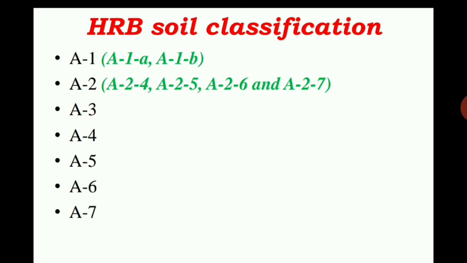So these are the 7 different groups, that is A1 to A7, having different parameters with respect to the index values as well as the grain sizes.